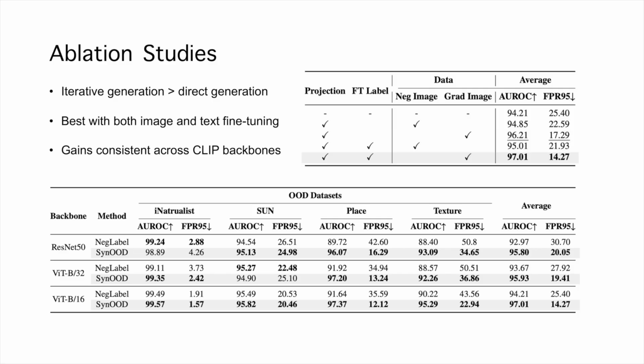We also conduct ablation studies. They show that iterative generation is more effective than direct text-to-image generation. Fine-tuning both the projection layer and negative label features gives the best results, and the improvements generalize across different CLIP backbones, including ResNet and ViT.